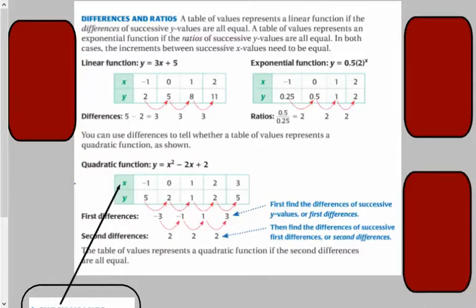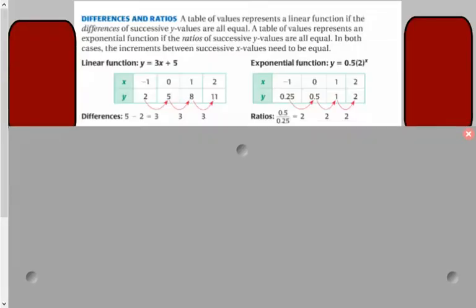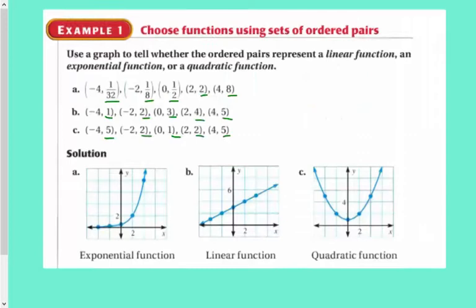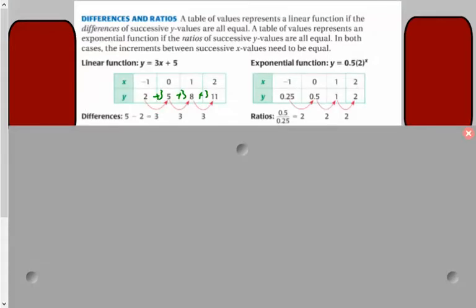Okay, so I'm going to put up a thing here so it's not super overwhelming. Okay, so, differences and ratios. A table of values represents a linear function if the differences of successive y values are equal. So that's seeing what it's going up by. So this is adding 3 every time. And that's kind of like what I was saying over here. It's adding 1 to the y values every time. It's going up by 1. That's going to tell you that it's linear.